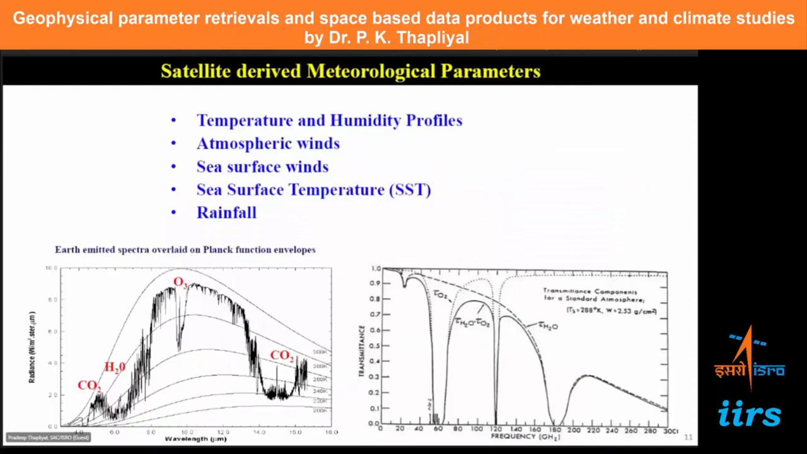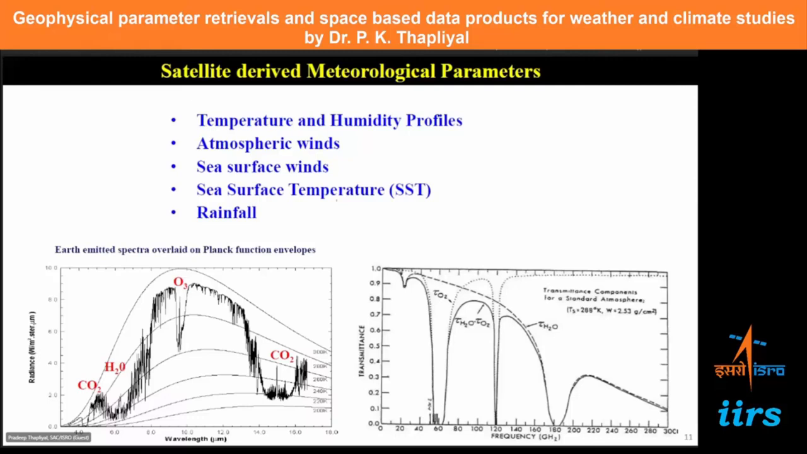So this way we can make observation of temperature, about water vapor, and about various other trace gases in the atmosphere. So here we will focus only on some of the primary parameters. The first and foremost is temperature and humidity profiles, that is called atmospheric sounding. Then we will also discuss how we can derive atmospheric winds at different levels in the atmosphere, and also the sea surface wind. Then we will discuss sea surface temperature, and similarly land surface temperature also can be derived in a similar way, and a little bit about rainfall retrieval.